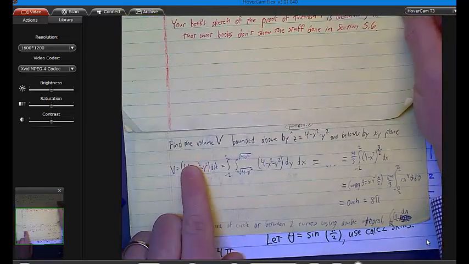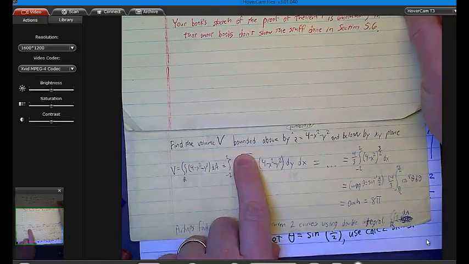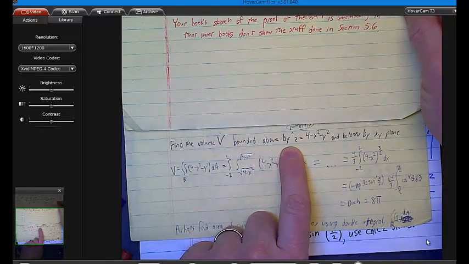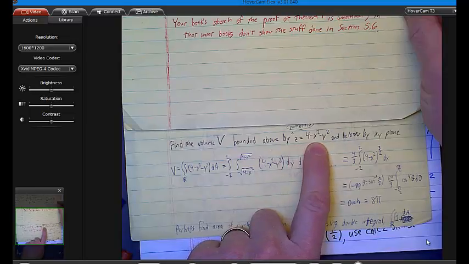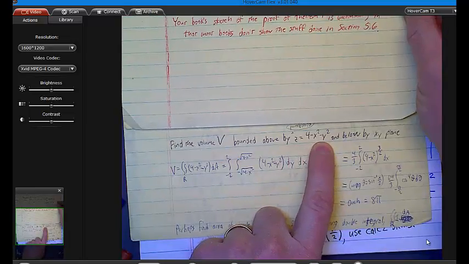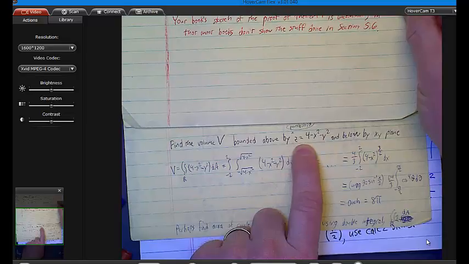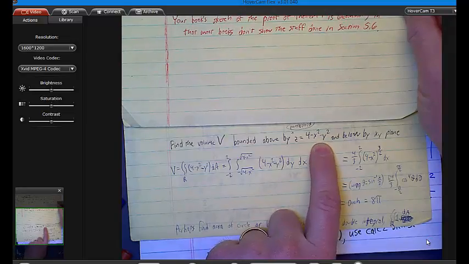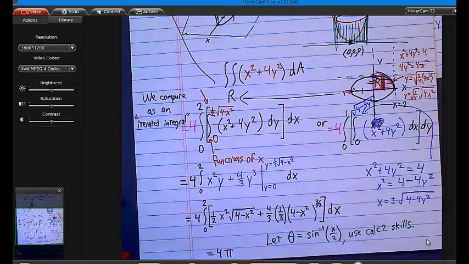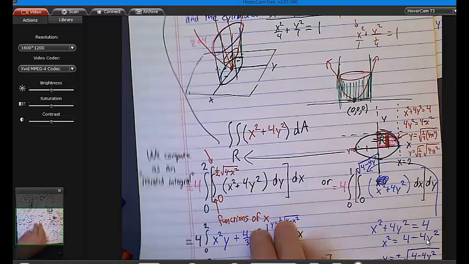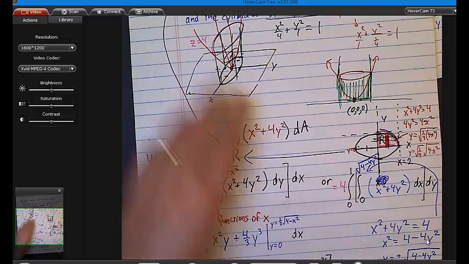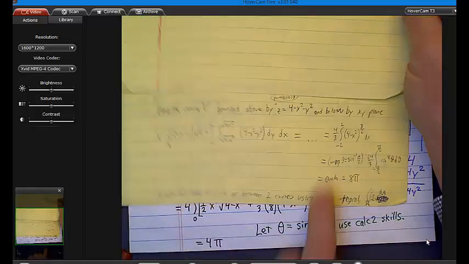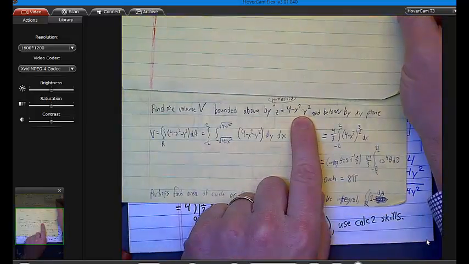Here, find the volume V bounded above by 4 minus x squared minus y squared. Do you know what shape that would be? Z equals 4 minus x squared minus y squared. A downward paraboloid, sure. I guess one of the differences is the one we did, we called an elliptic paraboloid, right? Because it was ellipses. This one, because the x squared and y squared have the same coefficients, it's a circle, right?